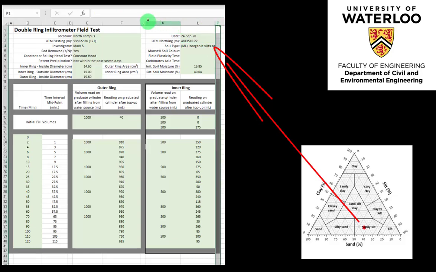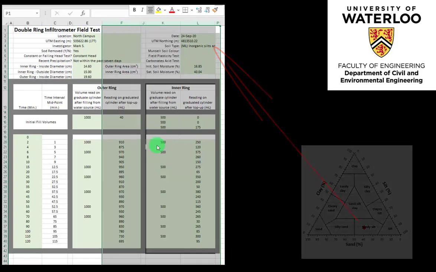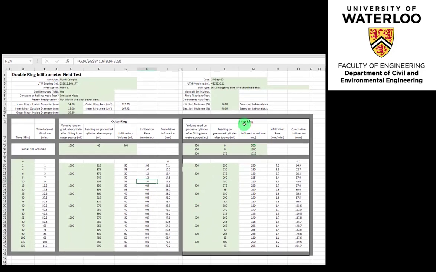We will now complete our double ring infiltrometer analysis by processing the field data. We will reveal some additional spreadsheet fields that will be used in the analysis. The surface areas between the infiltration rings and within the inner ring where volumes 1 and 2 were dispensed from the graduated cylinders are calculated.